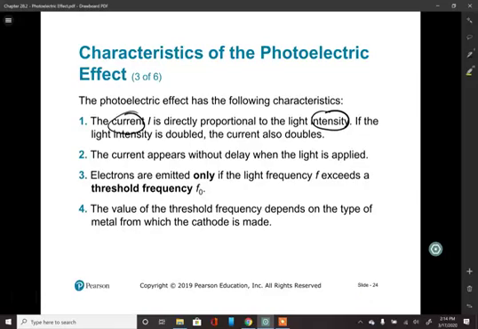Point 2 seems kind of silly, but we'll come back to why that matters. The point is it happens instantly. There's no sort of charge up time or build up or anything like that. Once you shine the light, you get the electrons. If the light is not there, you don't get the electrons.